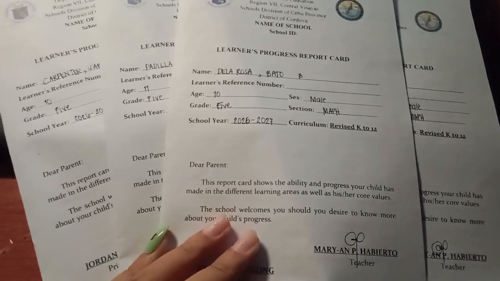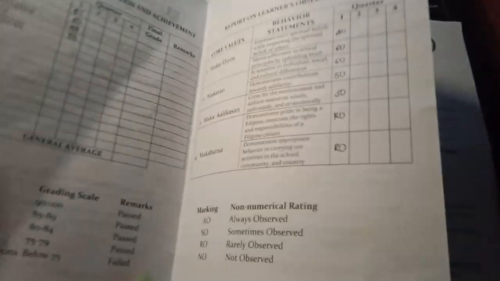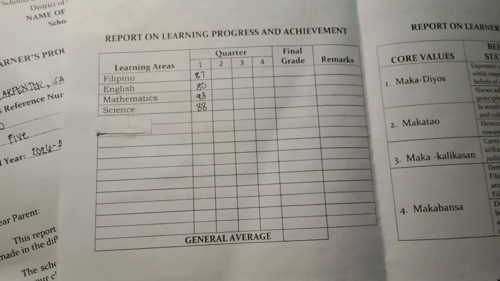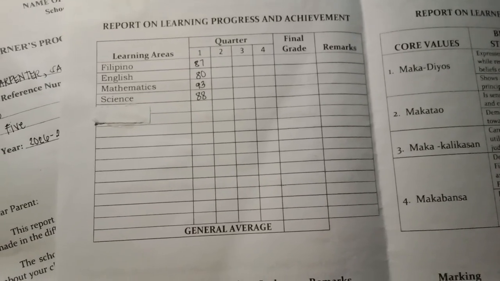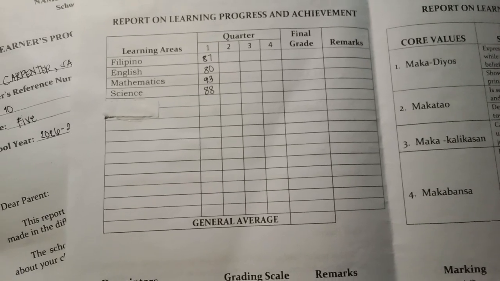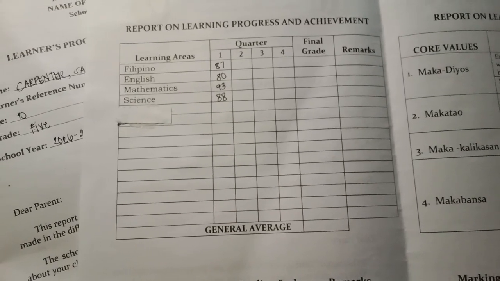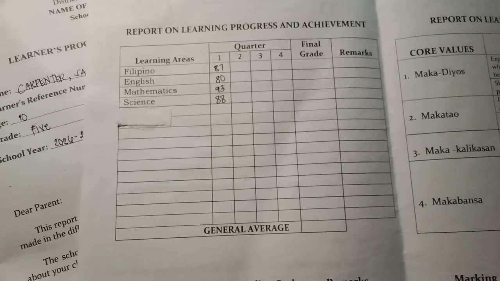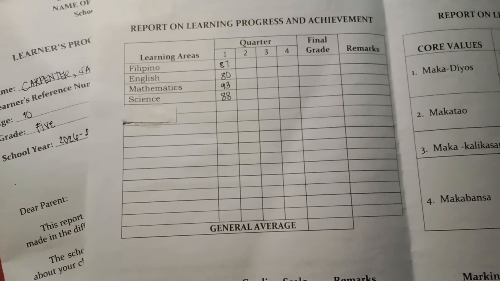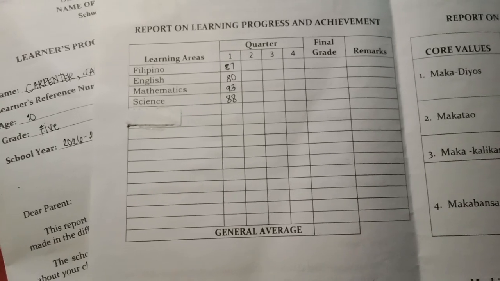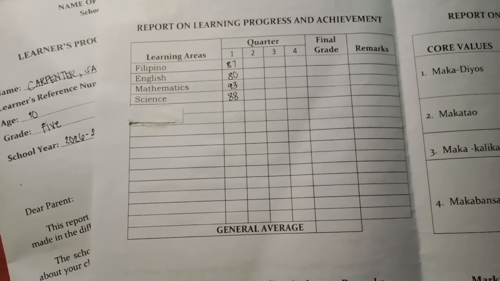Now, let's look inside the report card, where we have the report on learner's progress and achievement. We have already computed the quarterly grades for the 4 subjects, which is Filipino, English, Mathematics, and Science. By calculating the raw scores and performance tasks, we got the final transmuted grades.